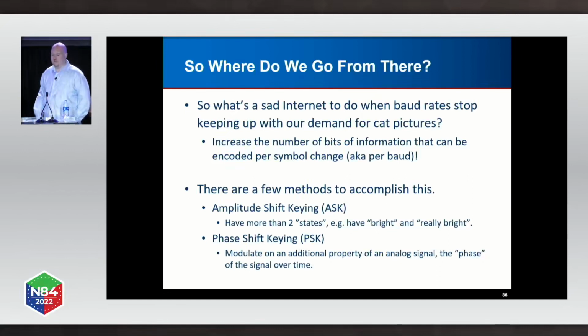Once you start to hit these limitations, how do we keep up with our cat pictures and Russian trolls? Well, what you do is you start to increase the amount of information that you can encode in a single symbol change and a single baud change. There are two ways to do that. If you're still in ASK, amplitude shift keying, or amplitude modulation, AM radio, what you do is you have more than two states. So instead of a bright and a dim, you have a bright and a really bright and a dim and a really dim. And the other thing you can do is phase modulation.